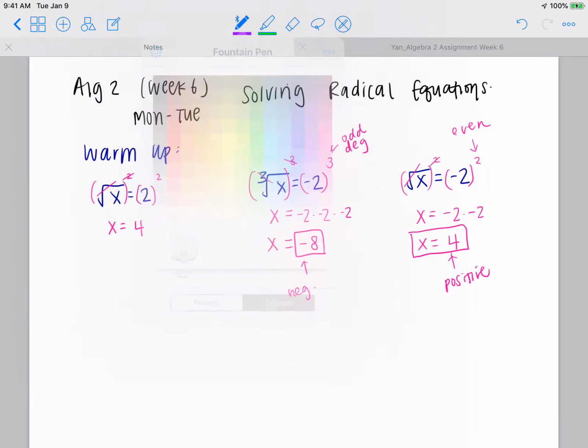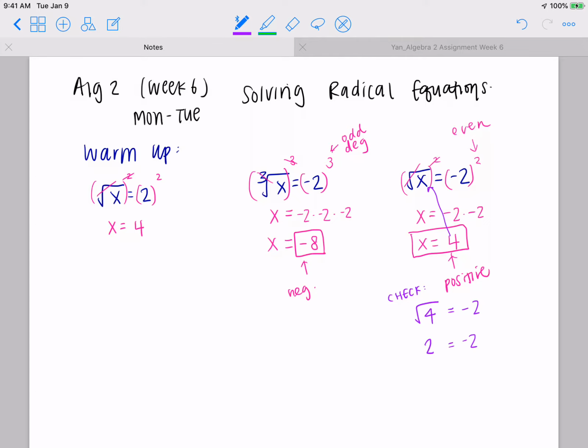Wait, hold on. That last question. If I put the 4 back into the x, it will look like this, equal to -2. I'm checking my work right now. Is this valid? The square root of 4 is really 2, right? It doesn't equal -2. So in this case, it's actually no solution.